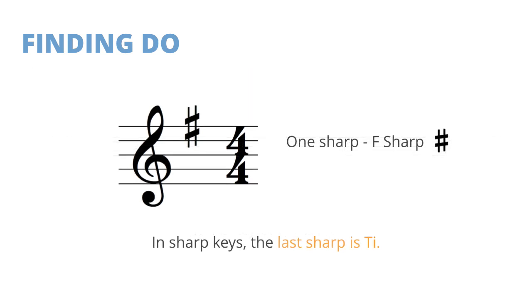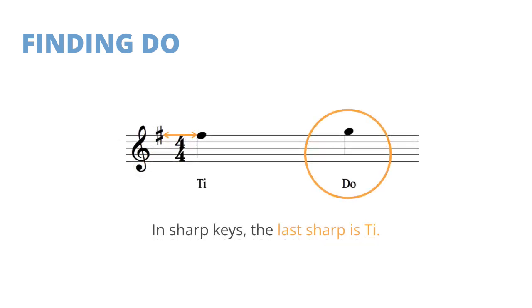Here's another key with a sharp. How do we find do in sharp keys? The last sharp is ti. So the sharp is an F sharp. F sharp is ti. G comes after F sharp, and do comes after ti. So G is do.